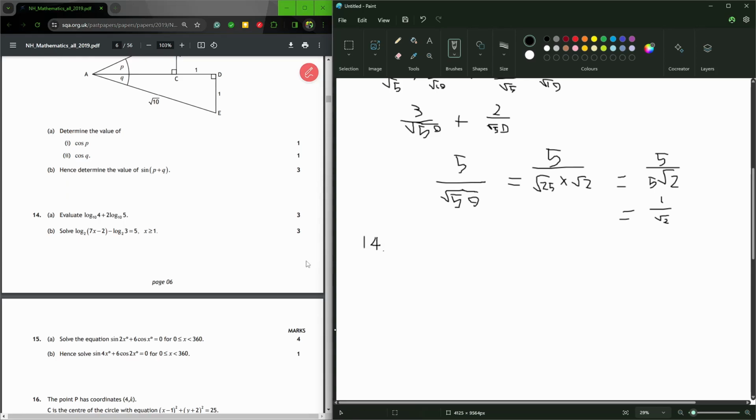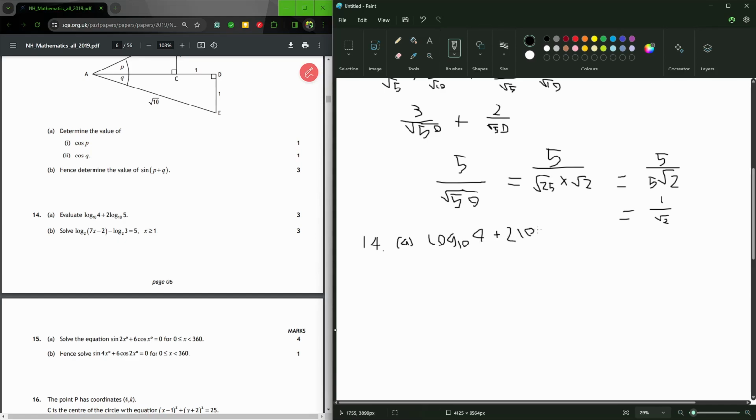Everyone has a wee bit of logs, don't they? So 14a. Evaluate log base 10 of 4 plus 2 log base 10 of 5. Let's write that out. I believe this one should be quite fun and easy.